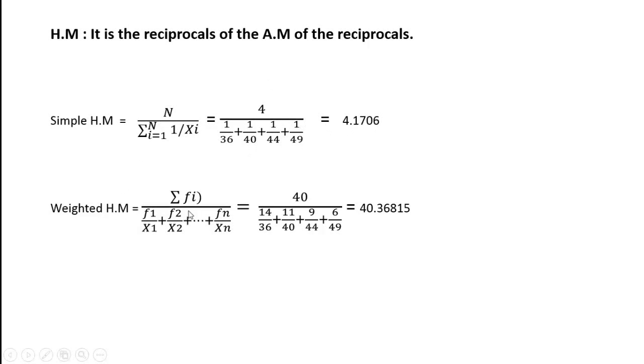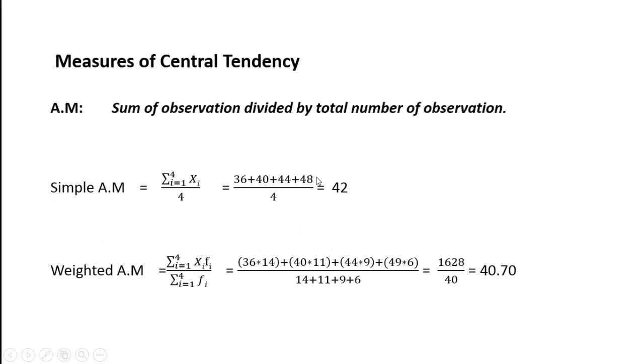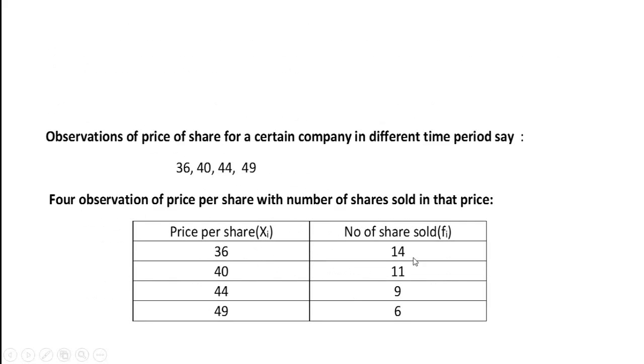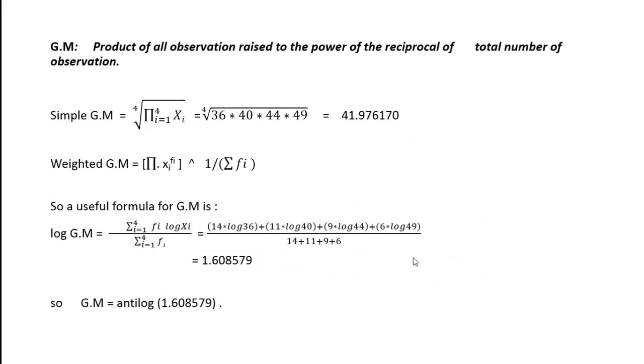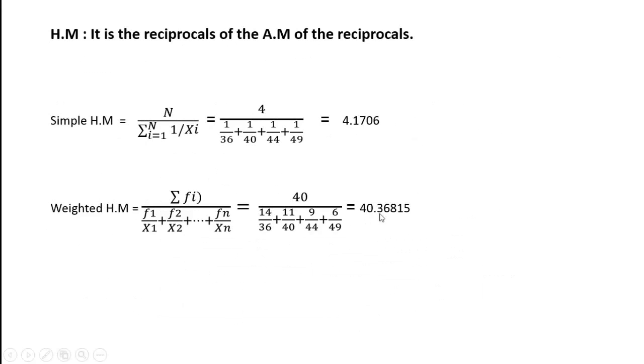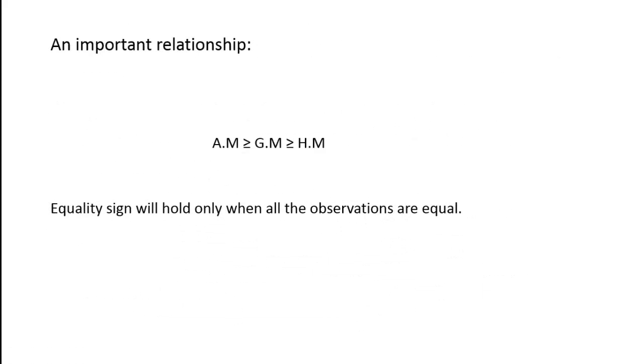The formula for weighted harmonic mean is summation fi divided by sum over fi by xi, that is 40 divided by 14 by 36, 11 by 40, 9 by 44, 6 by 49. All these are with reference to our previous data set, that is this one. Thus we get weighted harmonic mean as 40.36815. An important relationship that you must remember is that arithmetic mean is greater than or equal to geometric mean, which is greater than or equal to harmonic mean. The equality sign will hold only when all the observations are equal.